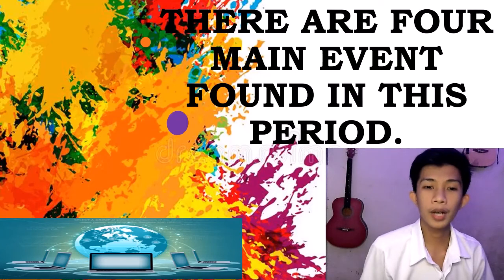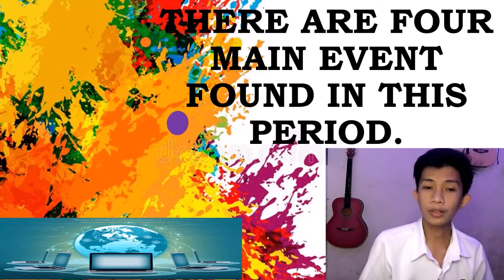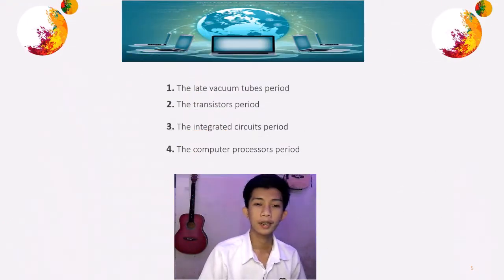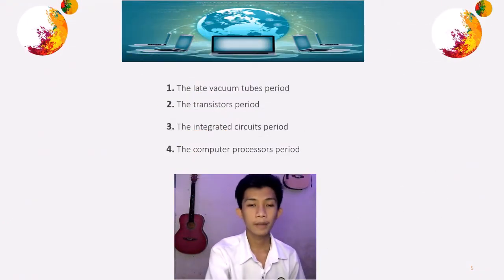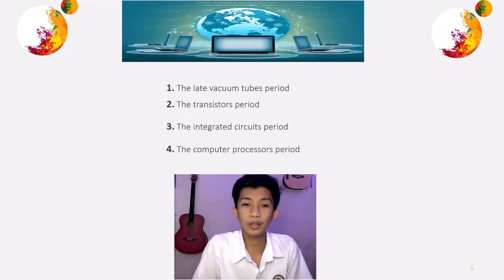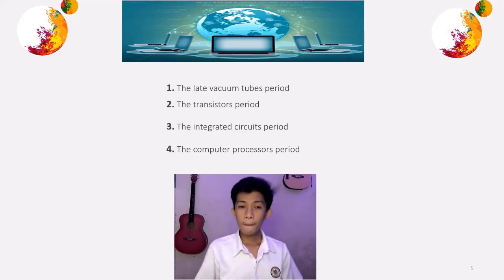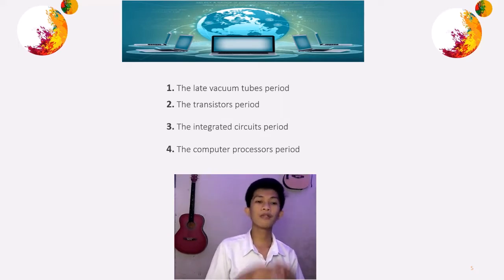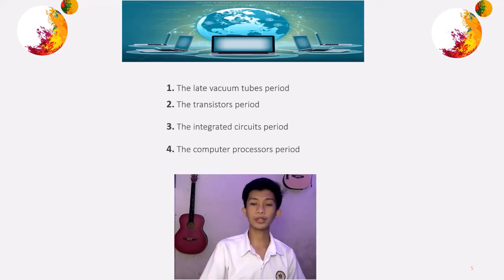And the next one: there are four main events found in this period. The first one is the late vacuum tubes period. The second one is the transistor period, the third is the integrated circuit period, and the next is the computer processor period. So, that is, there are four main events found in this period.